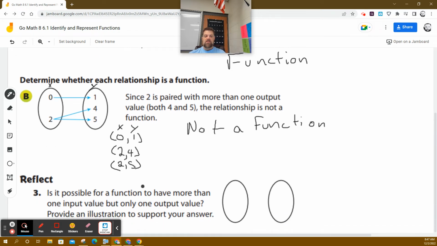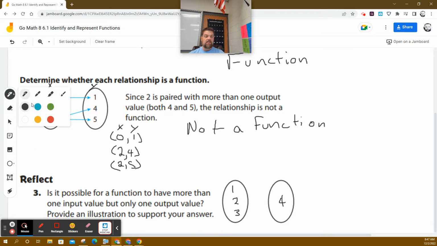All right. So it says, is it possible for a function to have more than one input value but only one output value? Please illustrate and support your answer. So what they're saying is, how could you do that? You can do something like this. You can have 1, 2, and 3, and it'd be 4.